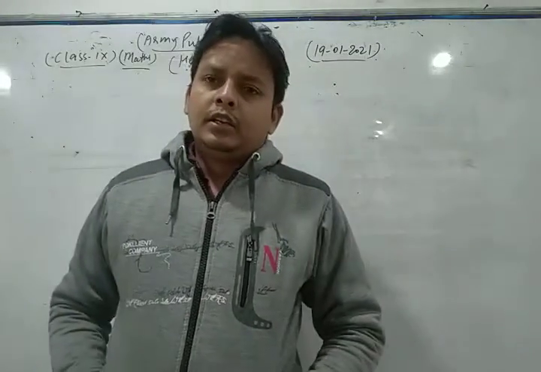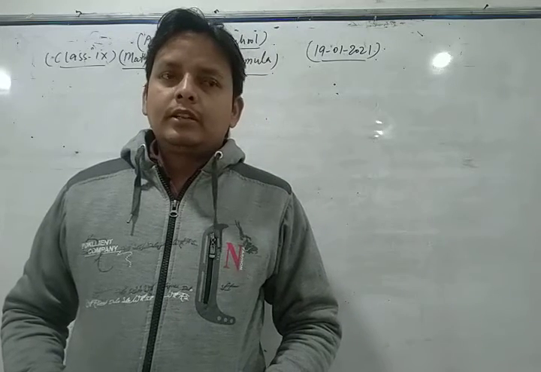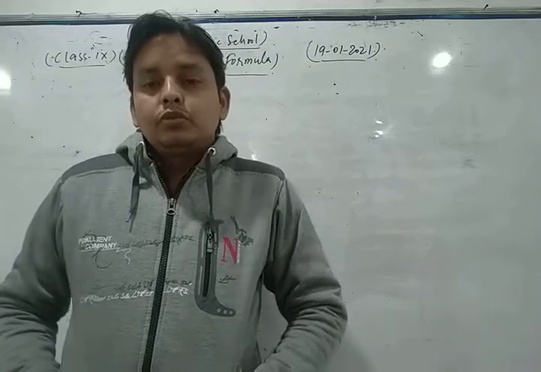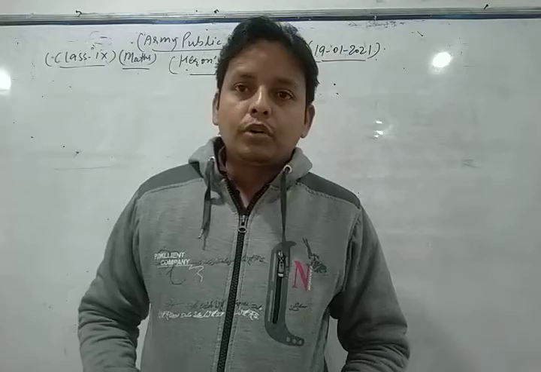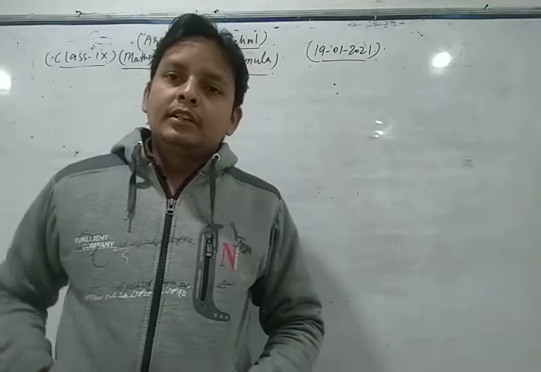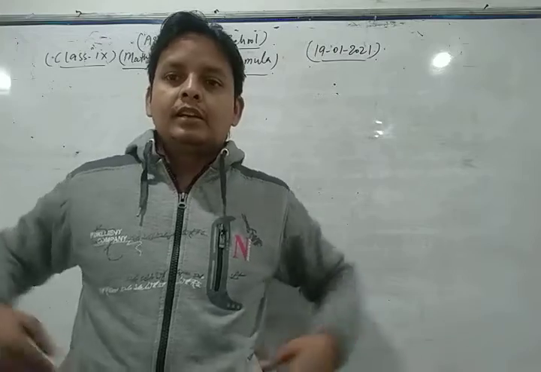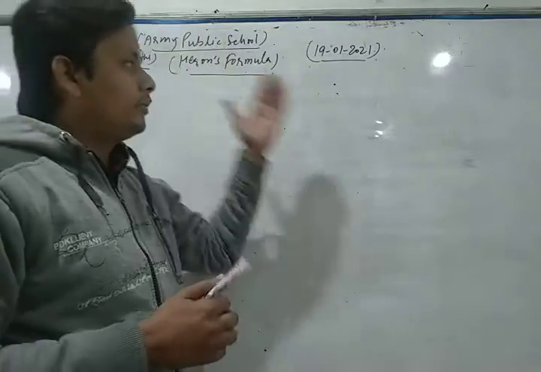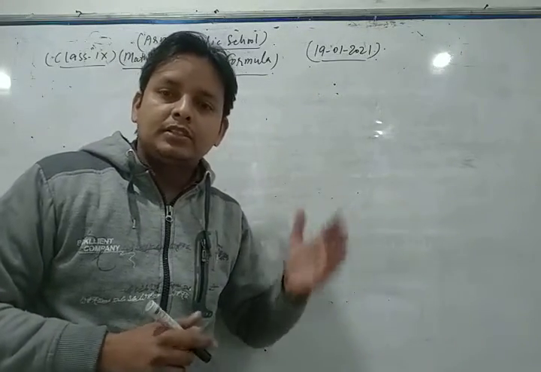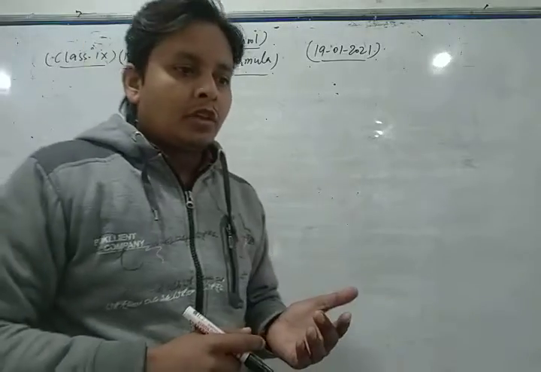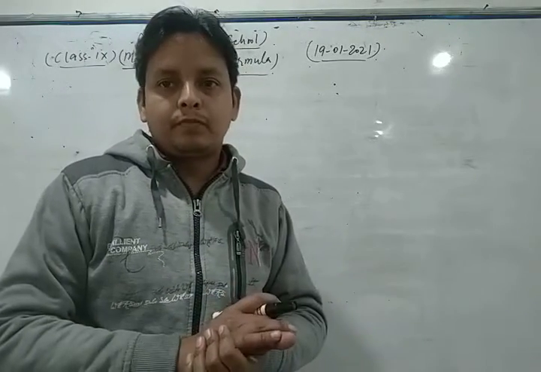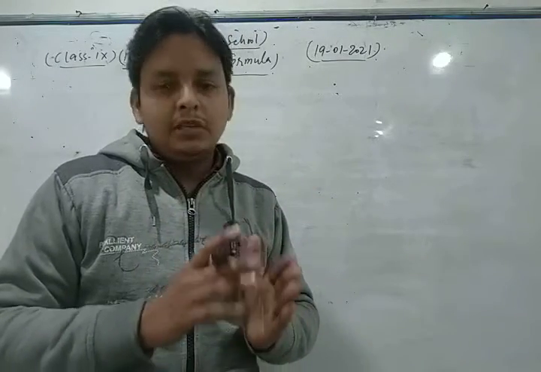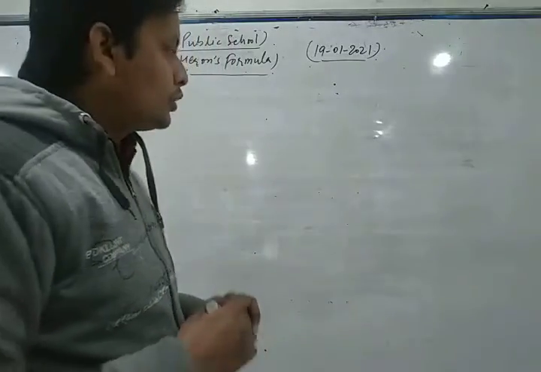Generally, we use Heron's formula for finding the area of triangle ABC when its sides are given. If all three sides of a triangle are given, then in that condition we apply Heron's formula for finding the area of the triangle ABC. Dear students, you know that already.